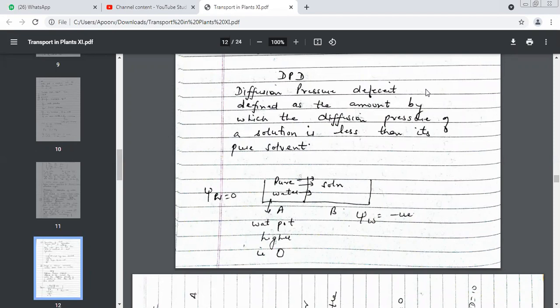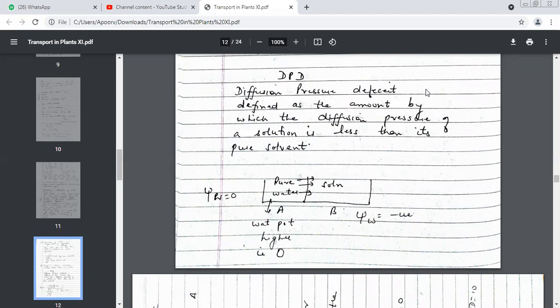What does the word deficit mean? Like if I say because of this pandemic, COVID, there is a lot of deficit in the Indian economy or the Indian financial status of the country. What does this word mean? Exactly. Loss, something decreasing, something going down. This is deficit, losses. Very good. So what is the full form of DPD, children? Diffusion pressure deficit.